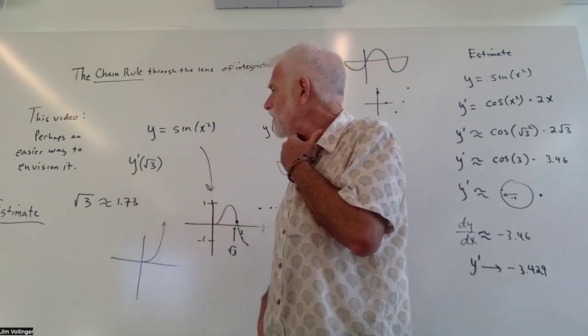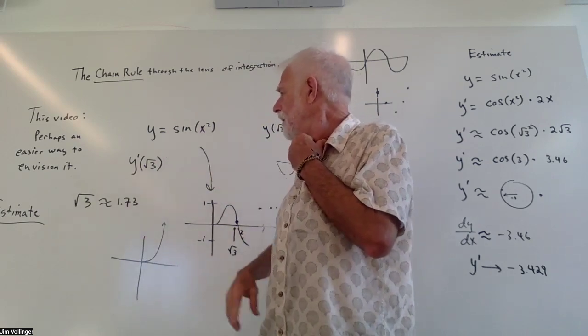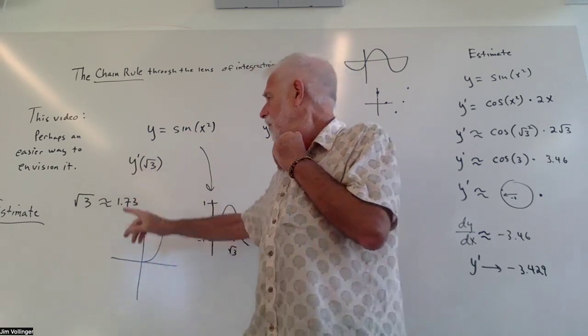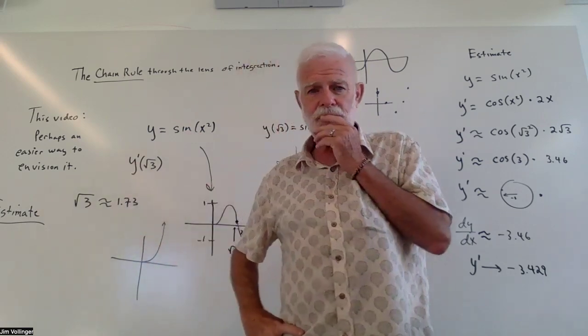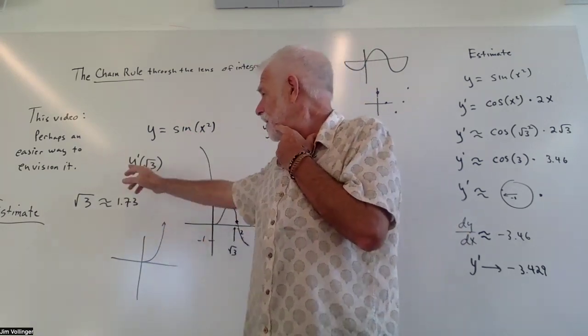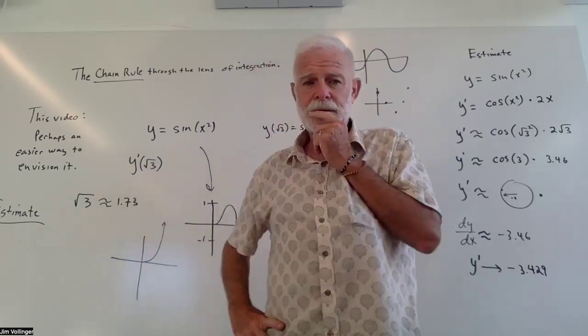And so I'm going to try to approximate the rate of change of the sine of x squared at square root of 3. And y prime, for those of us who have been looking at this in those algebra classes that know what that symbol means, it's the rate of change of this function at that value.